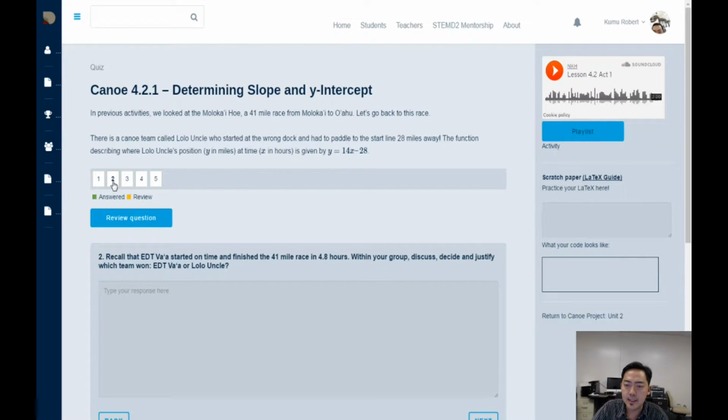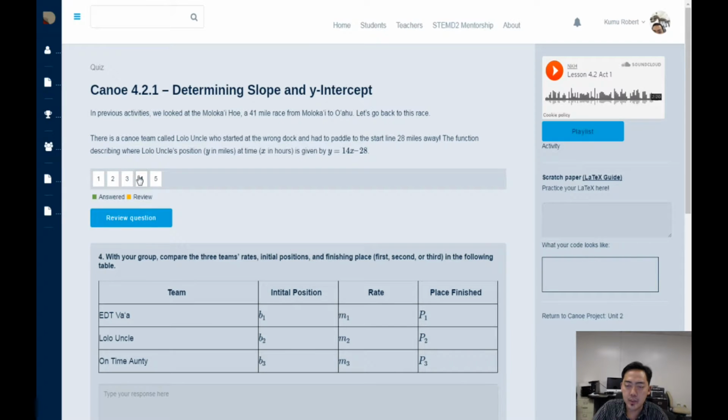There's also another team called EDT VA, and this team finishes the 41-mile race in 4.8 hours. With this information, we can find the equation that relates the position of EDT VA and the time during the race. Finally, there is one more team called On Time Ante. The paddlers in this team start the race on time and paddle at a rate of 9 miles per hour. With this information, we can also write an equation that describes the position of On Time Ante over time.